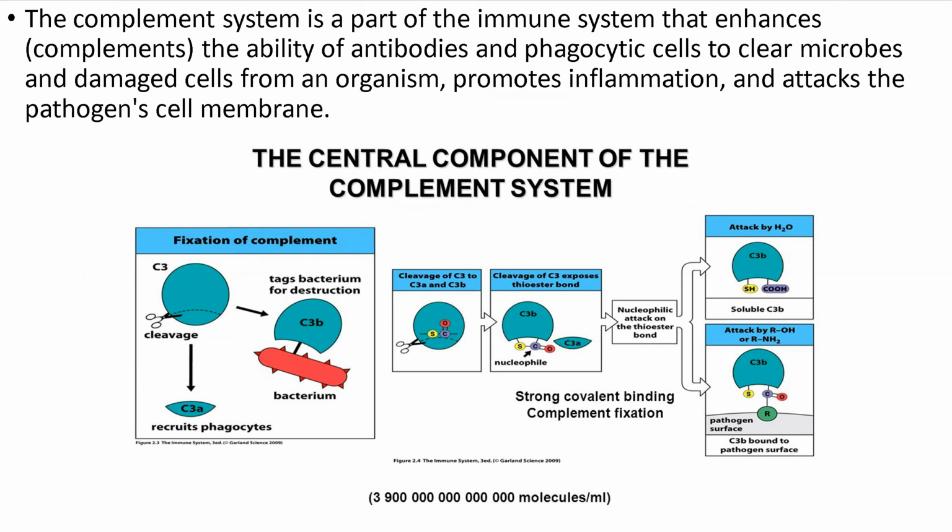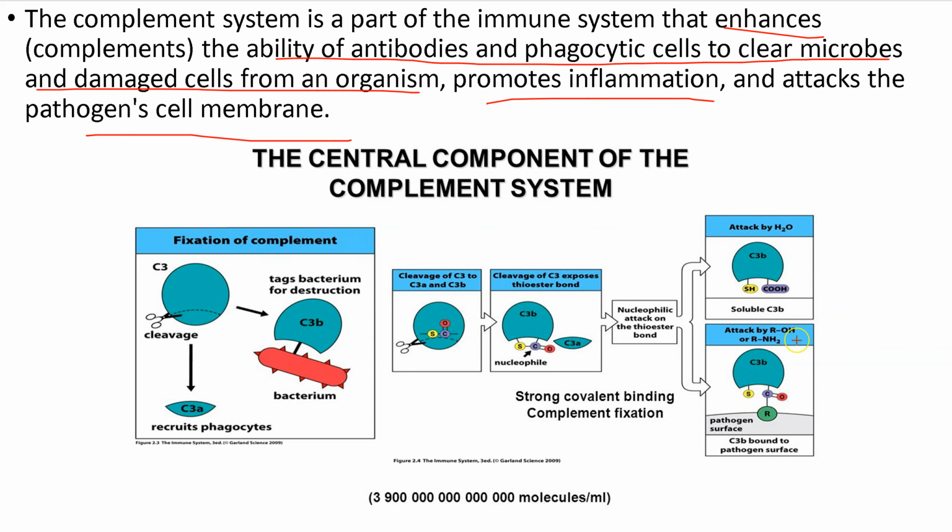So a system that really helps you have these general nonspecific immune responses is the complement system. The complement system is a part of the immune system that, hence the word, enhances or complements the ability of antibodies and phagocytic cells to clear microbes and damaged cells from an organism. They actually promote inflammation. Inflammation is meant to help us and heal us, but sometimes it doesn't, tragically. And then attacks the pathogen's cell membrane.